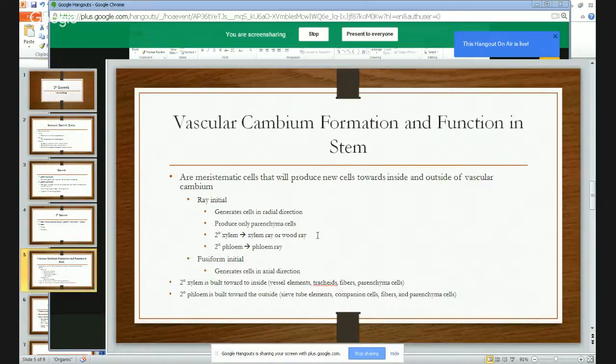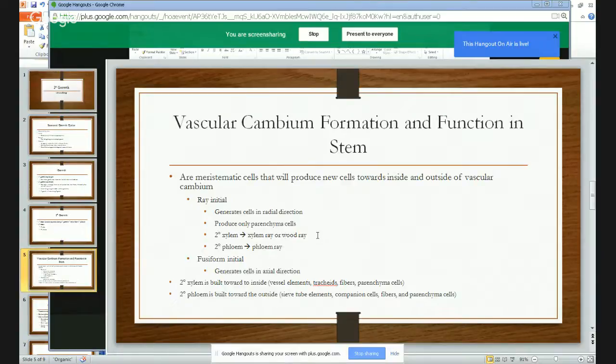So this kind of goes through a little bit of that secondary growth there. I've got a couple of different ways to look at it. On the front side of the drawings that I've given you, I've kind of outlined how those different vascular cambial cells, both the ray and fusiform, what they're going to give rise to. So I've kind of given you another way to look at that if this is still a little confusing.